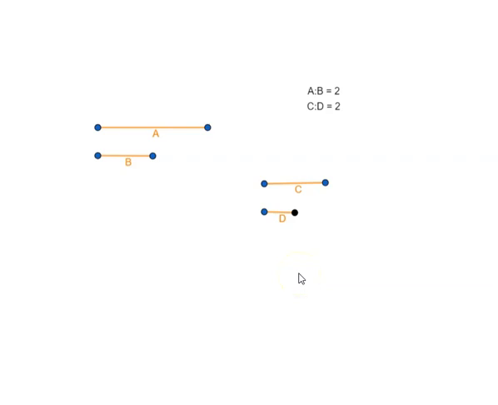Let us look at proposition number 16 of book 5 of Euclid's Elements. The proposition says, if four magnitudes are proportional, then they are also proportional alternately. Basically what that means is, if A is to B is equal to C is to D, then A is to C is equal to B is to D. So that's what that proposition means.